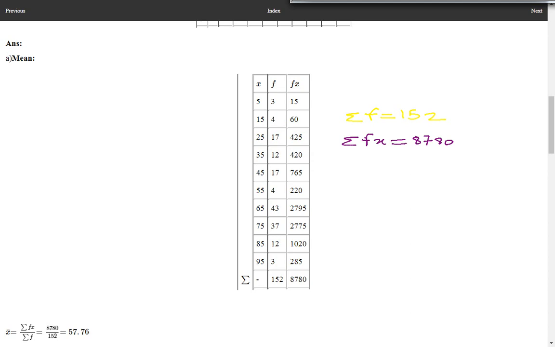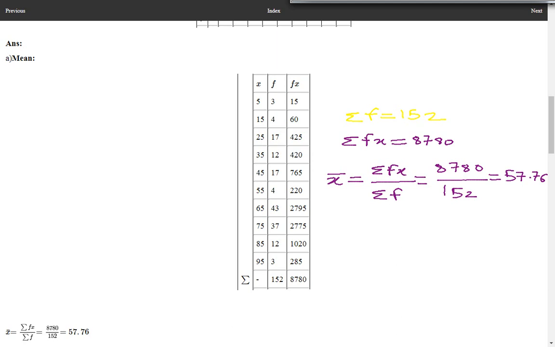I request you to pause the video for a while and verify that these two sums are equal. X bar is found as the division of the sum of all observations, summation fx, divided by the number of observations. That is 8780 divided by the number of observations, which is 152, and that equals 57.76. So I request you to verify these calculations on your own.